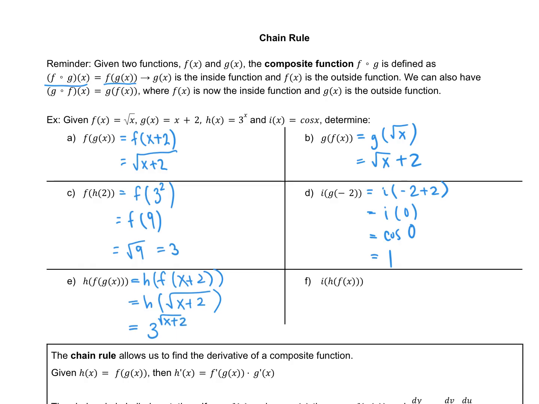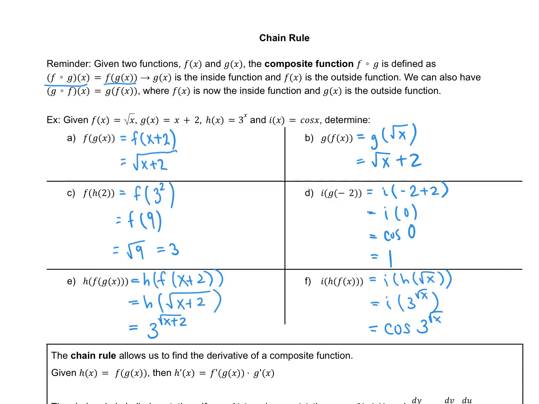And same thing for the last one, starting from the inside. f of x is root x. That's going to go into function h first, so 3 to the power of x, 3 to the power of root x, and then finally into function i, so we're going to do cos of 3 to the power of root x. So just refreshing on how to find composite functions, looking at inside versus outside functions.